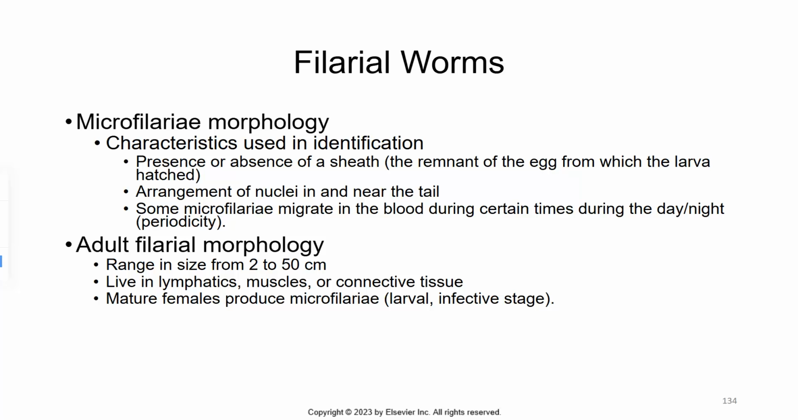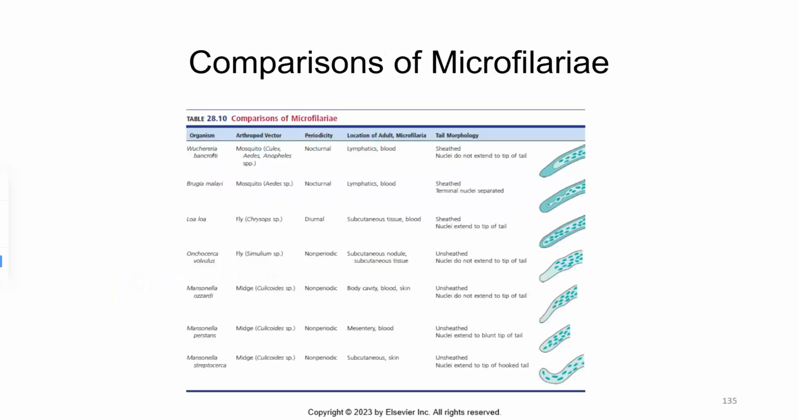Adult filarial worms range in size from 2 to 50 centimeters. They live in lymphatics, muscles, or connective tissue. Mature females produce microfilariae, the larval infective stage. Here's a picture of the four main ones, and you can see their tail morphology and what they would look like, so you can start to distinguish them.